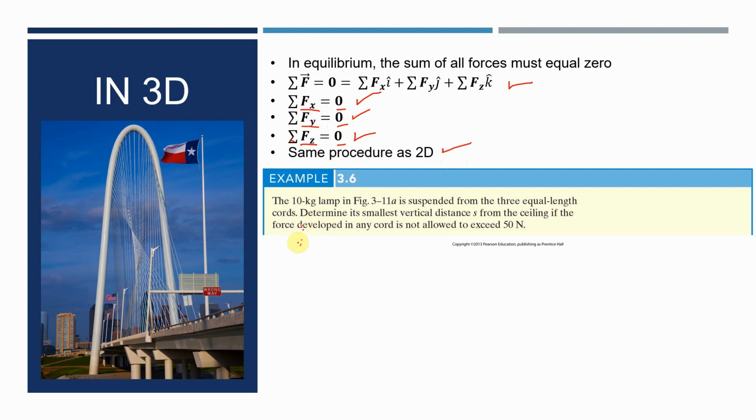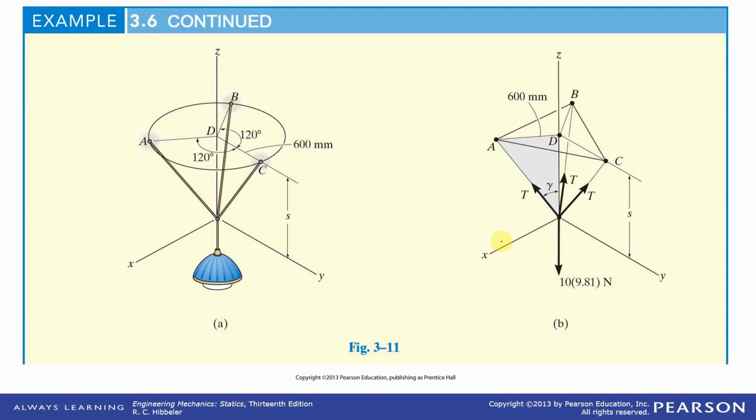10 kilogram lamp, which is W equals 98.1 newtons. And that's an exact number. 3 equal cords. What we want to know is the smallest vertical distance where the force is 50 newtons. Okay, so we have the 3 cords. We don't know this angle right here, but they're all the same for all 3 of them.